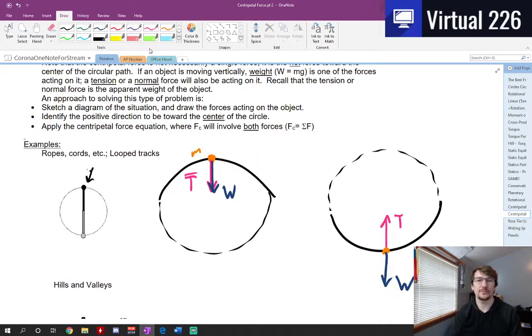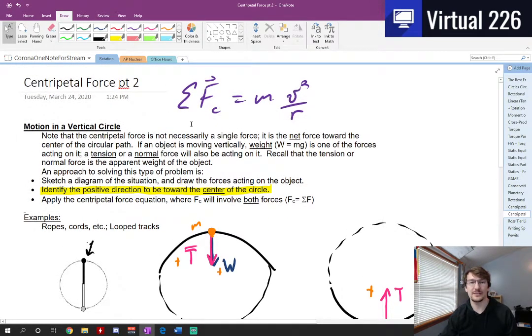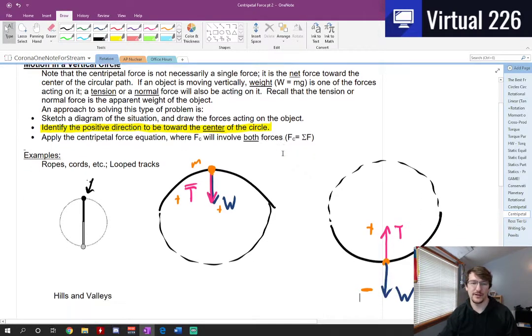of our circle here. What we're going to do is we are always going to identify the positive direction to be towards the center of the circle. So this tension and this weight on the left-hand side there, they are both positive values because they're going towards the center of the circle. Over on our right-hand side when we're at the bottom, our tension is positive because it's moving towards the center, but our weight is negative because it's leaving the circle there. And that's going to be an important idea for whenever we have to sum these forces together. Some might be positive, some might be negative, and that's fine.